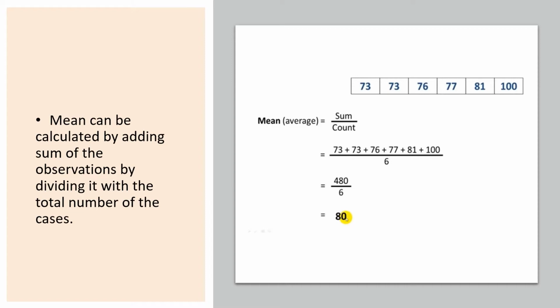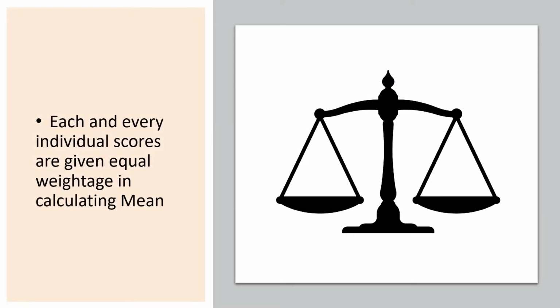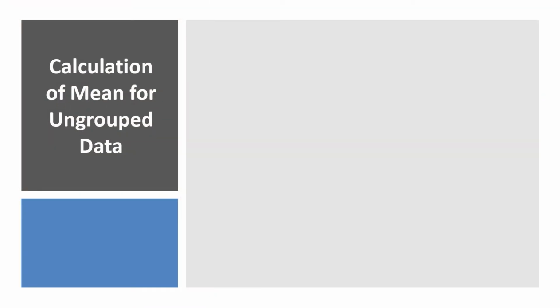So total frequencies. Each and every individual score is given equal weightage in calculating mean. I have already said that if you do not know the score of a single student, then you cannot calculate mean. So every score has equal importance, equal weightage, for calculating mean as a measure of central tendency. How to calculate mean in ungrouped data?